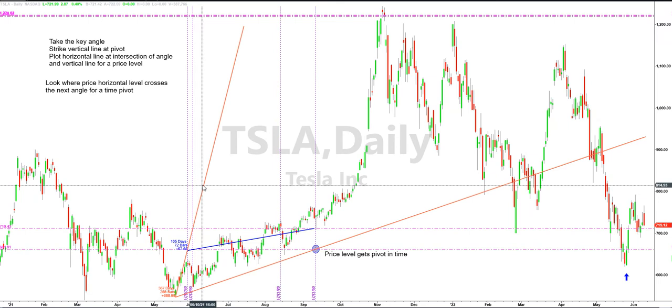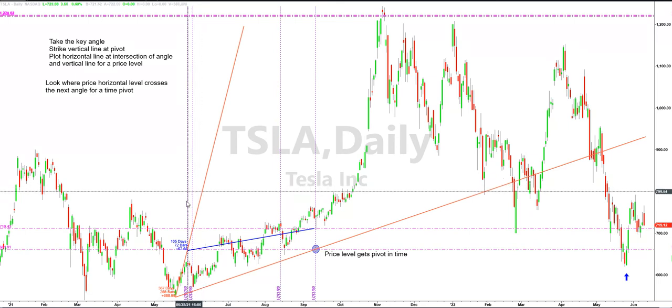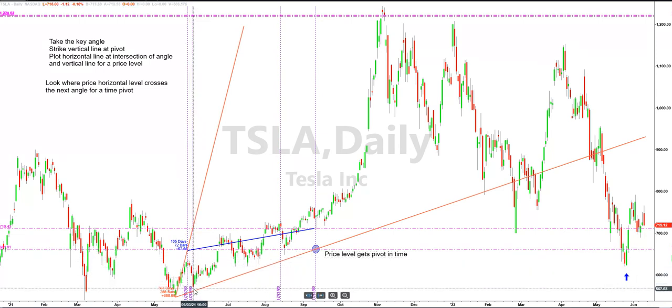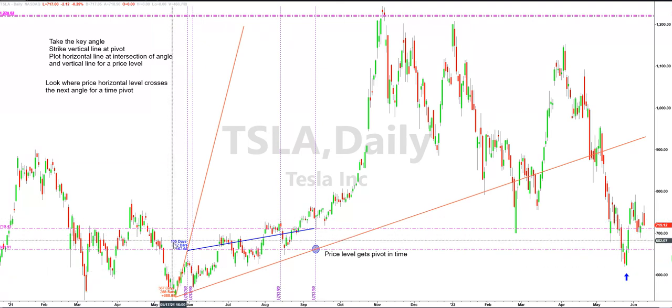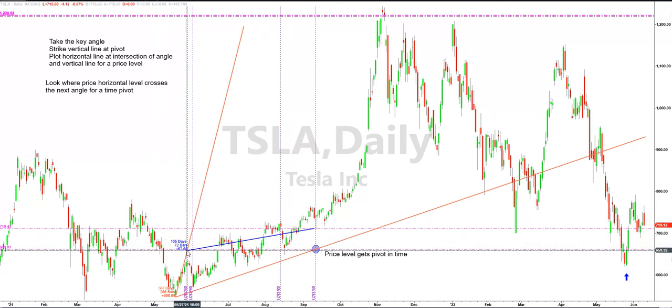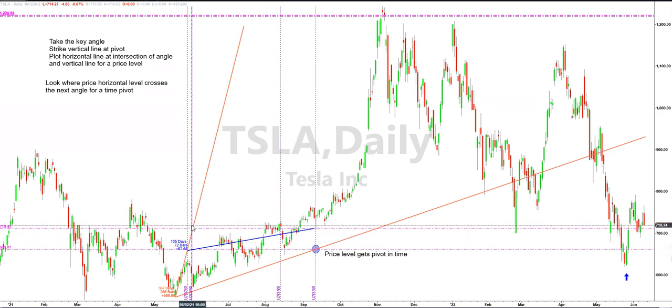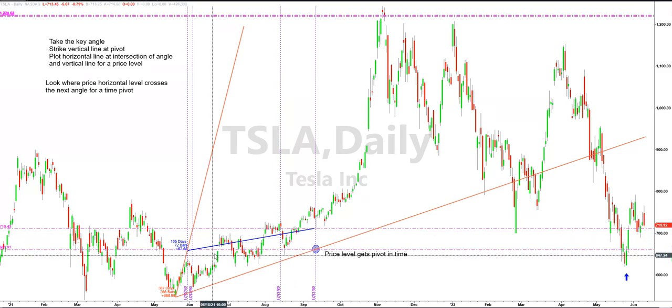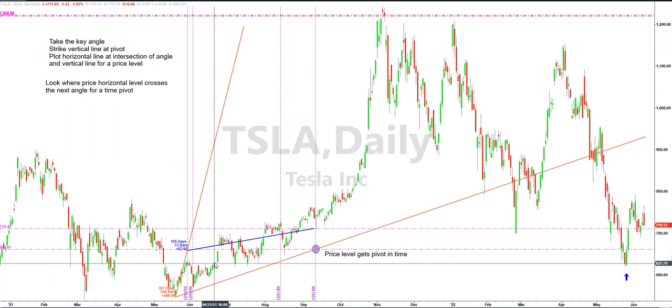So what I've done, let's look at the first large angle here. I've plotted two vertical lines at this swing high and this swing low. And where they cross the angle here and here, I've plotted two horizontal lines. So what you can see, that gives us price levels.